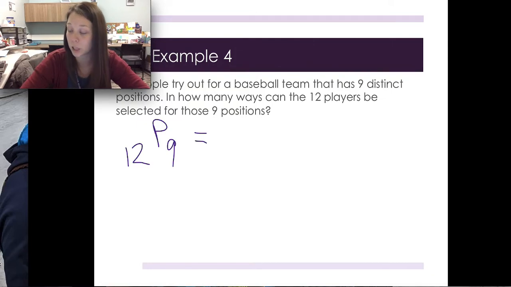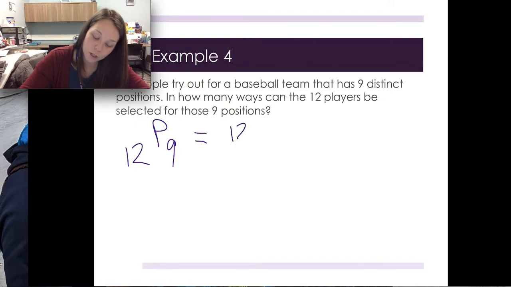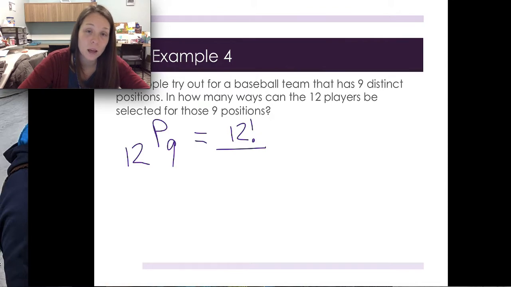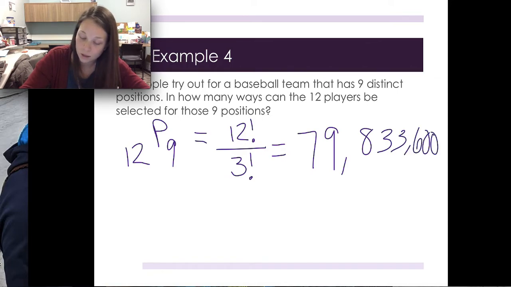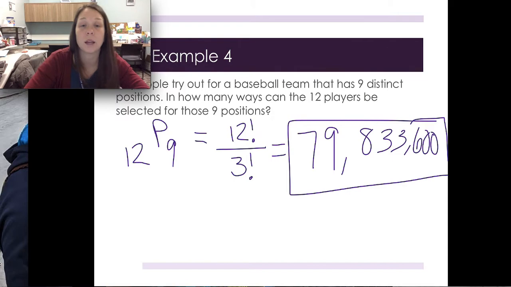So 12 permutation 9. 12 factorial is going to be my numerator. The difference between 12 and 9 is 3, so 3 factorial is my denominator. That leaves me with 79,833,600 different ways that we can select the 9 players.